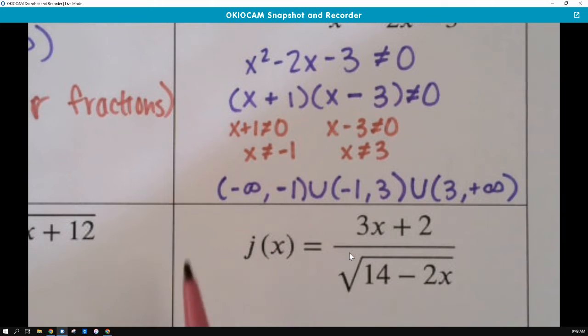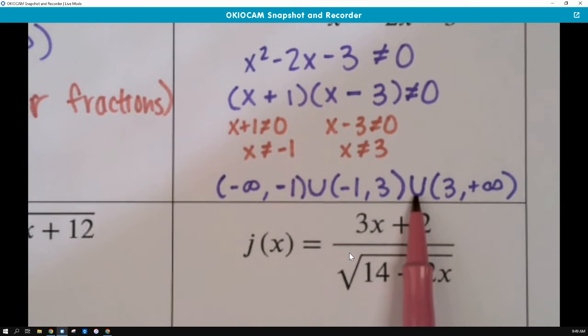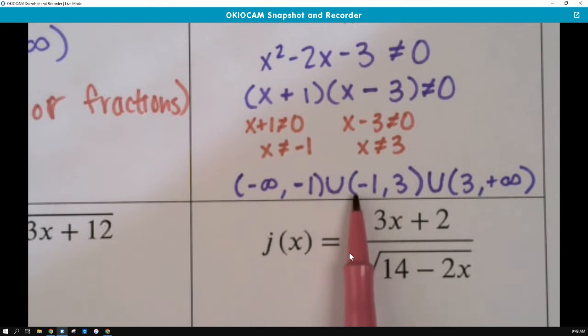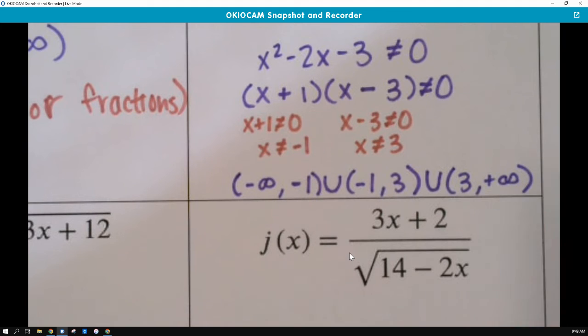So what this means is negative infinity to positive infinity, except for not negative 1 and not positive 3. So negative infinity up to negative 1, stop. Negative 1 to 3, stop. 3 to infinity.